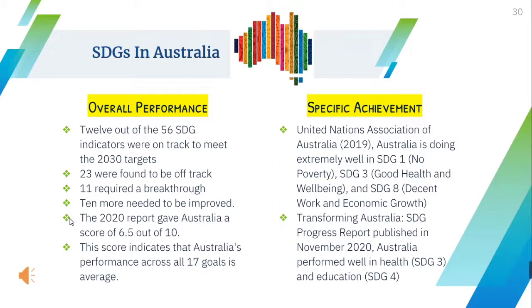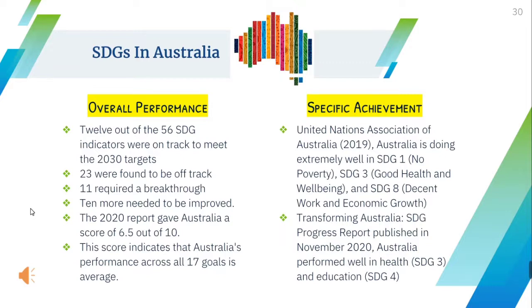How well is Australia performing in the SDGs? From the overall perspective, 12 out of the 56 indicators used in the analysis were determined to be on track to meet the 2030 targets, while 23 were found to be off track, 11 required a breakthrough, and 10 more needed to be improved. The 2020 report builds on the targets and measurements of success established in 2018, which gave Australia a score of 6.5 out of 10. This score indicates that Australia's performance across all 17 goals is average.